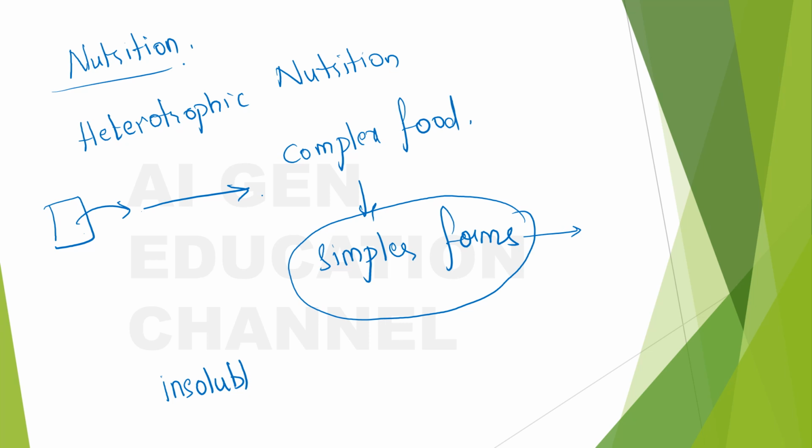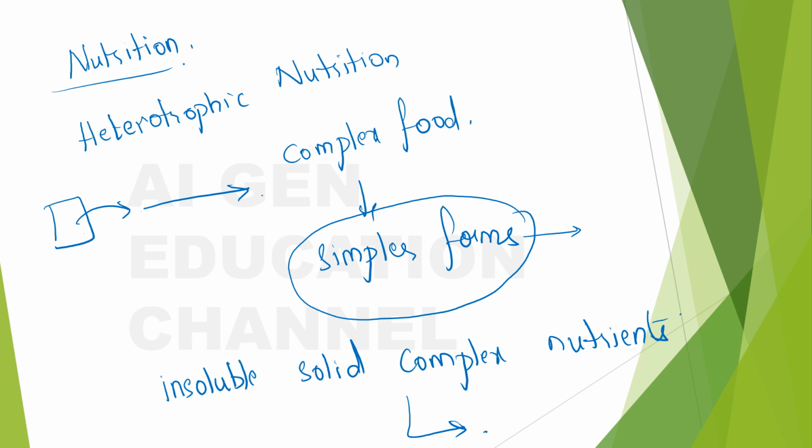So the solid food we eat is insoluble. Insoluble, solid, complex nutrients have to be broken down so that the insoluble becomes soluble, and the complex becomes simpler forms, right? Soluble, simpler forms. So our food should be converted into soluble, simpler forms. Only then will our body be able to absorb all the nutrients from the food that we take.